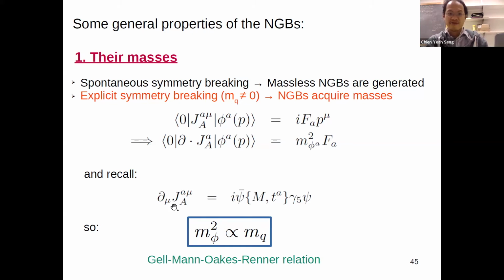But at the quark level, you see that the derivative of the axial current is proportional to the mass of the quark. So that gives you an interesting relation, namely the square of the Nambu-Goldstone mass is proportional to the quark mass. So the square of this is linear in the quark mass, and this relation is known as the Gell-Mann-Oakes-Renner relation, which we'll demonstrate again later explicitly when we construct the chiral Lagrangian. So this is the first property of the Nambu-Goldstone boson. The square of its mass is proportional to the quark mass.